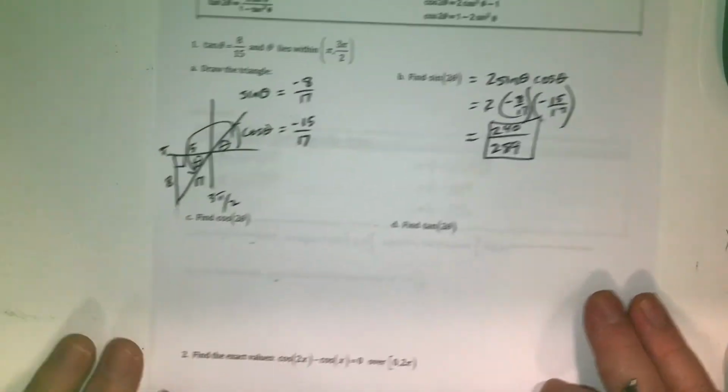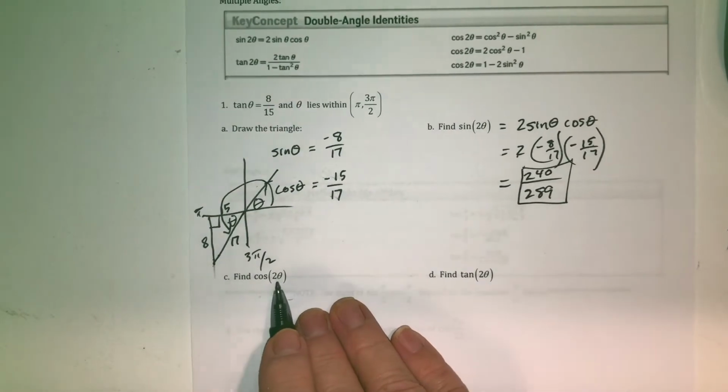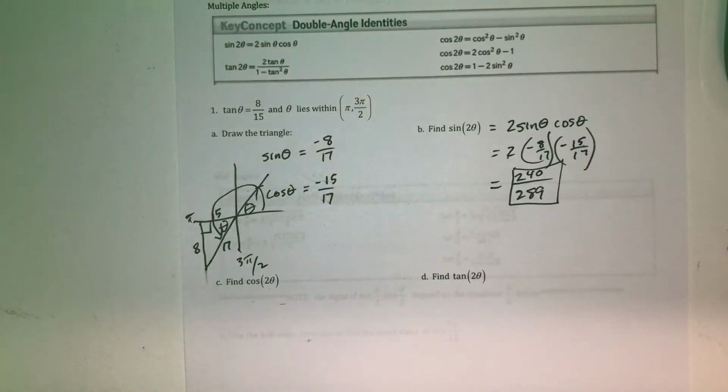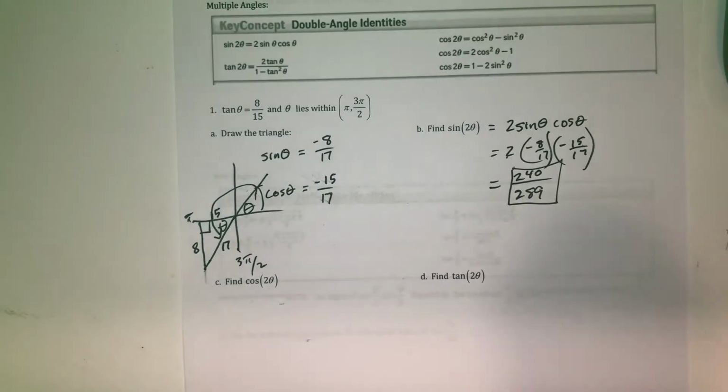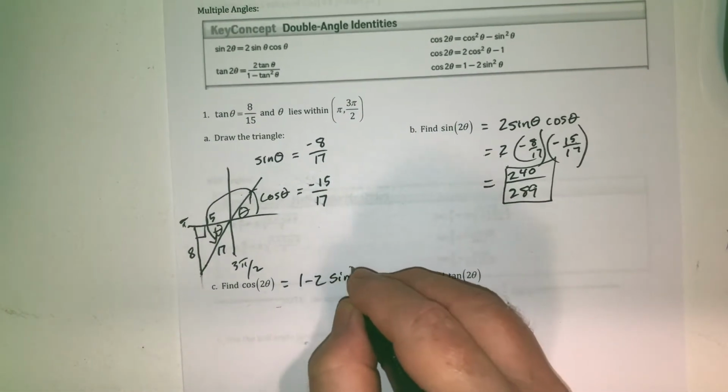Let's go to part C. Part C asks you to find the cosine of 2 theta. Well, you can do whichever one of those you want, okay? I would probably prefer that last one if you want. You can do it. I'll do the last one. That's what I'm going to do. I'm going to do 1 minus 2 times the sine squared of theta.